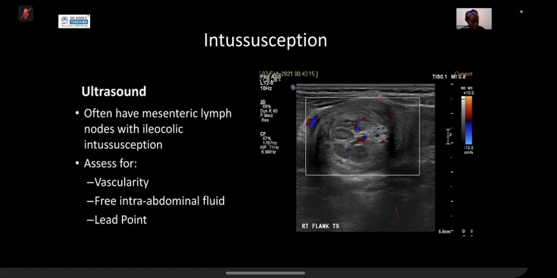They've got enlargement of their lymph nodes, and the mesenteric lymph nodes act as the lead point. So you'll see mesenteric lymph nodes such as this within the center of the intussusception mass. Other lead points you may see are polyps or duplication cysts, like I said, or even a Meckel's diverticulum. And you may not see them on the initial ultrasound, but if you have patients who present recurrently with intussusceptions, or you have older children presenting with an intussusception, then just be aware that there might be a lead point.